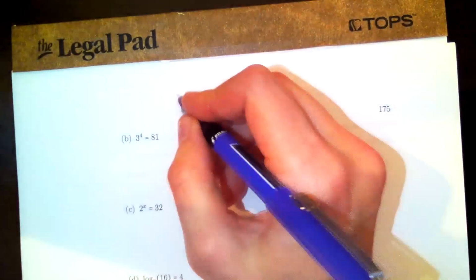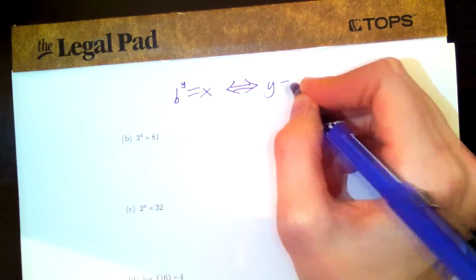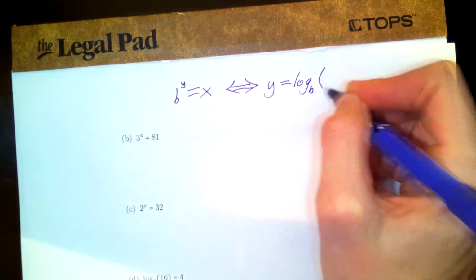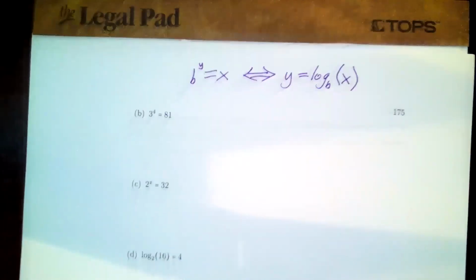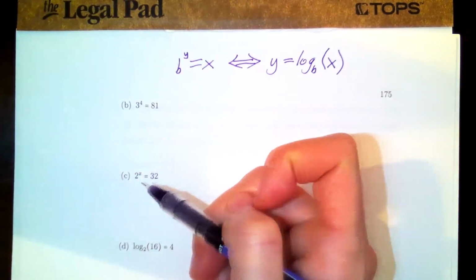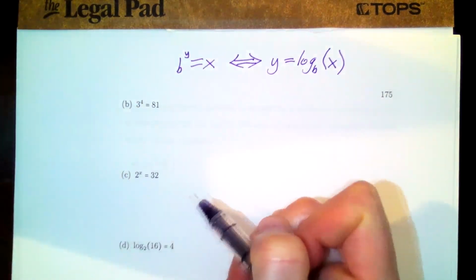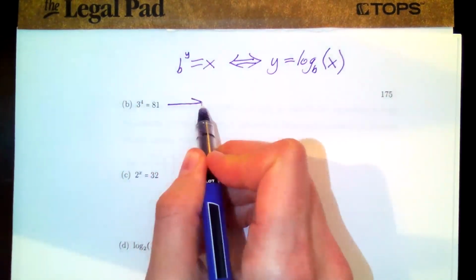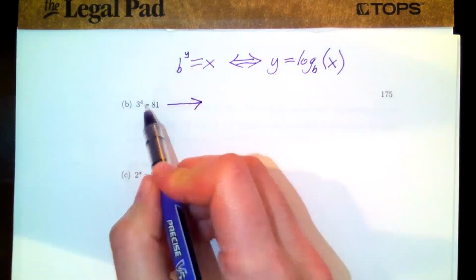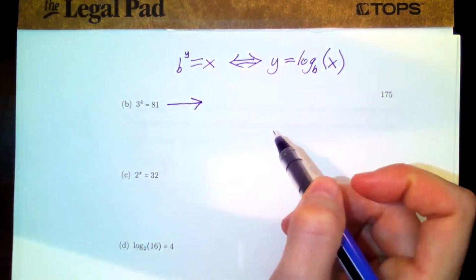Let's do this again, making sure to keep our formula handy so we don't make any mistakes. b to the y equals x converts into y equals log base b of x. So this is my next statement: 3 to the 4th power is 81. This is verifiable, right? If you punch 3 to the 4th into your calculator, you get 81. But they want me to translate this into a logarithm. This is an exponential form. It's something raised to a power. So we want to write it in its logarithmic equivalent.